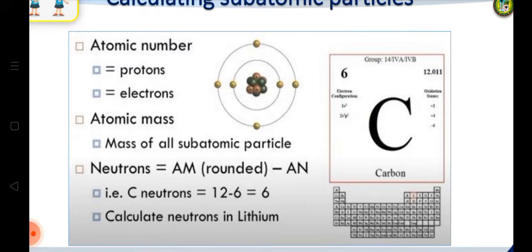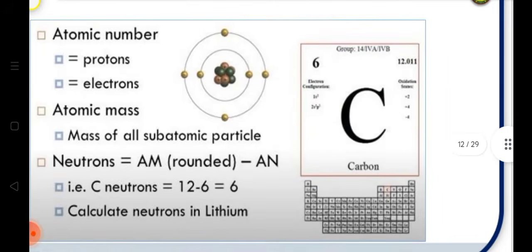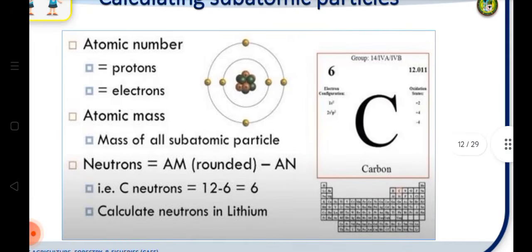So let me repeat that. Atomic number indicates the number of protons. But if the atom is neutral, okay, then protons is also equal to the number of electrons. So we have here carbon, right? The atomic number of carbon is 6. Therefore, there are also 6 protons and 6 electrons.